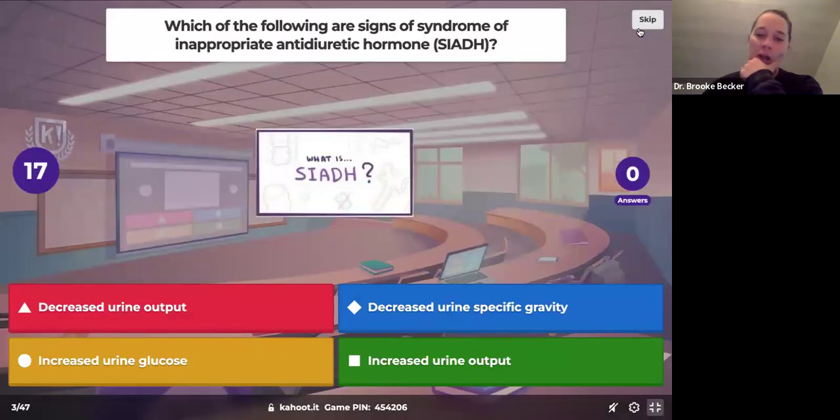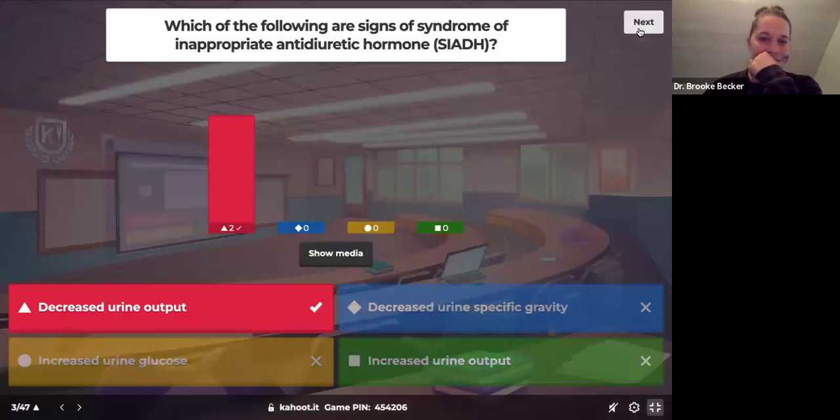Red is decreased urinary output. Blue is decreased urinary specific gravity. Yellow is increased urine glucose. Green is increased urine output. Yes, you're holding onto that fluid. You can't urinate like you appropriately would because you're making too much antidiuretic hormone.